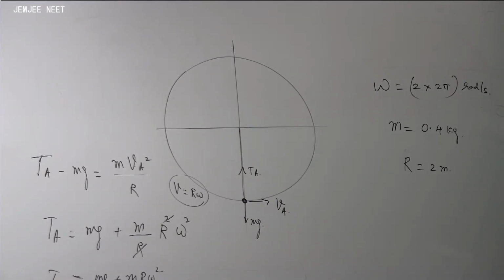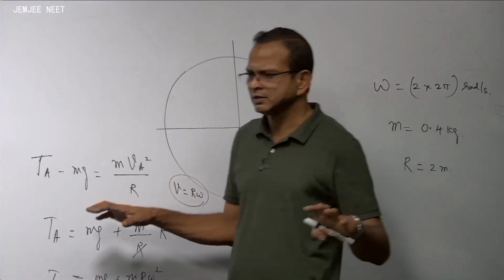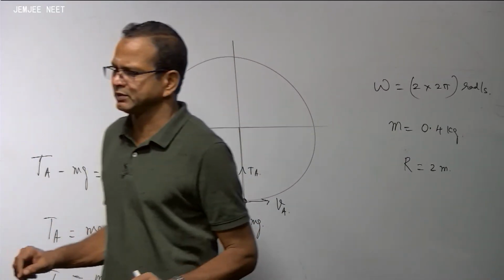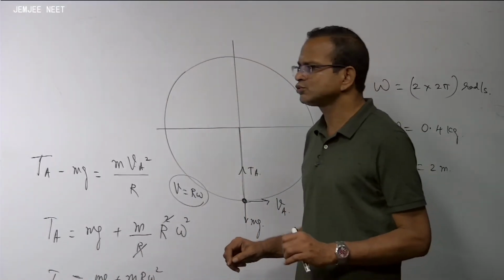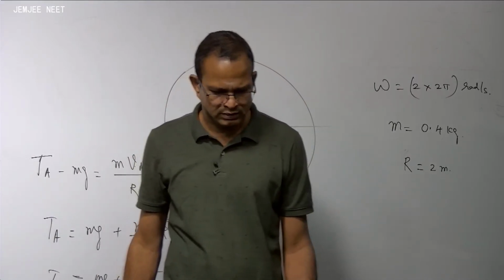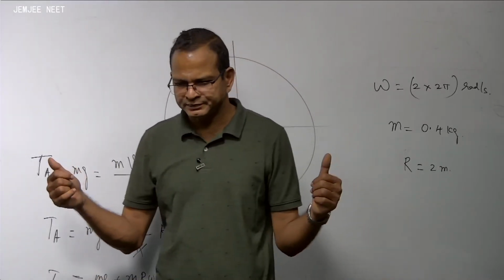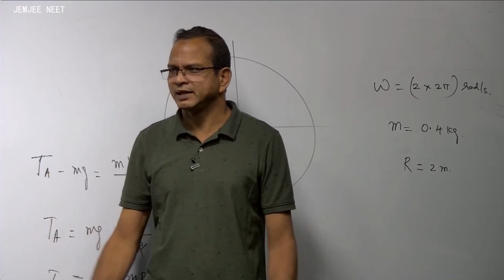Sir, is the mv_A square by R centripetal or centrifugal? It is centripetal. There is absolutely no question of centrifugal here. I have not taught the concept of centrifugal in our class so far. I will teach you once I start laws of motion. Centrifugal is a pseudo force. When we tie a stone and whirl it with a thread, is it centripetal or centrifugal? Centripetal. We should not even call it just centripetal; what should we say, Sriram? The necessary centripetal.